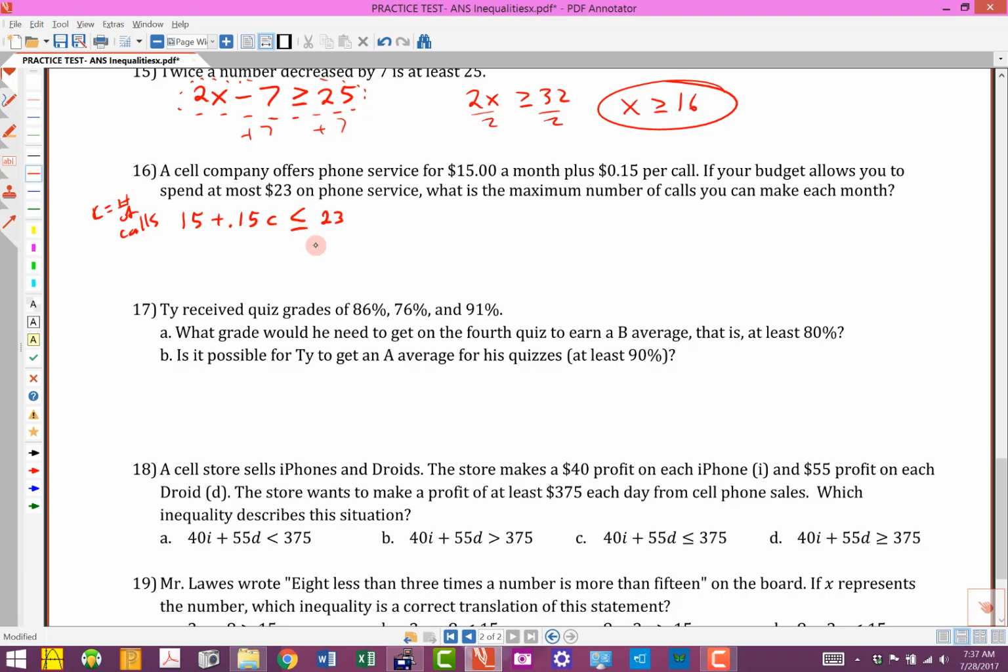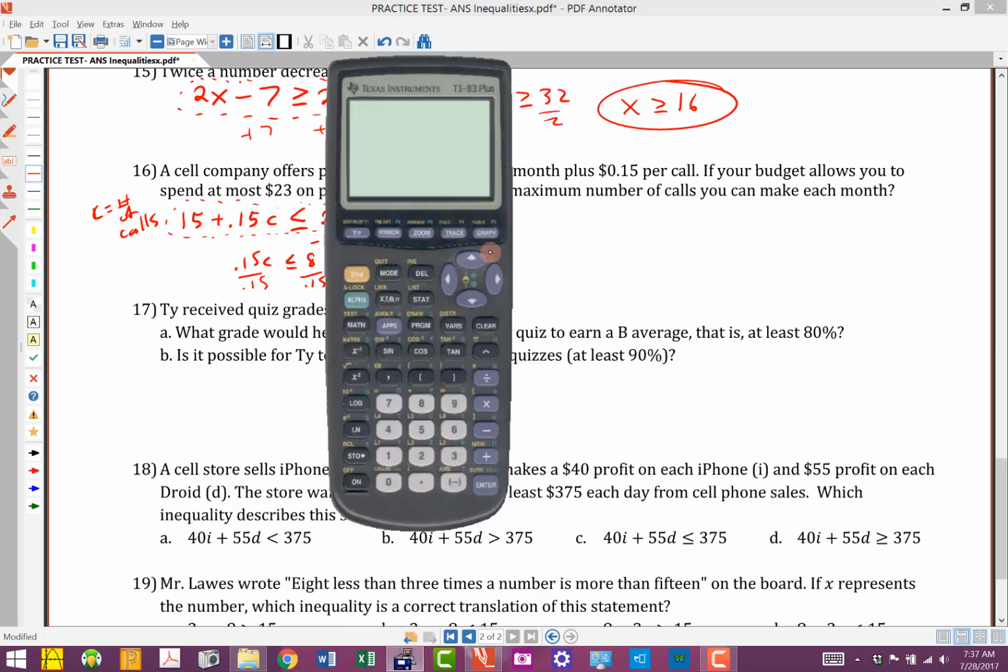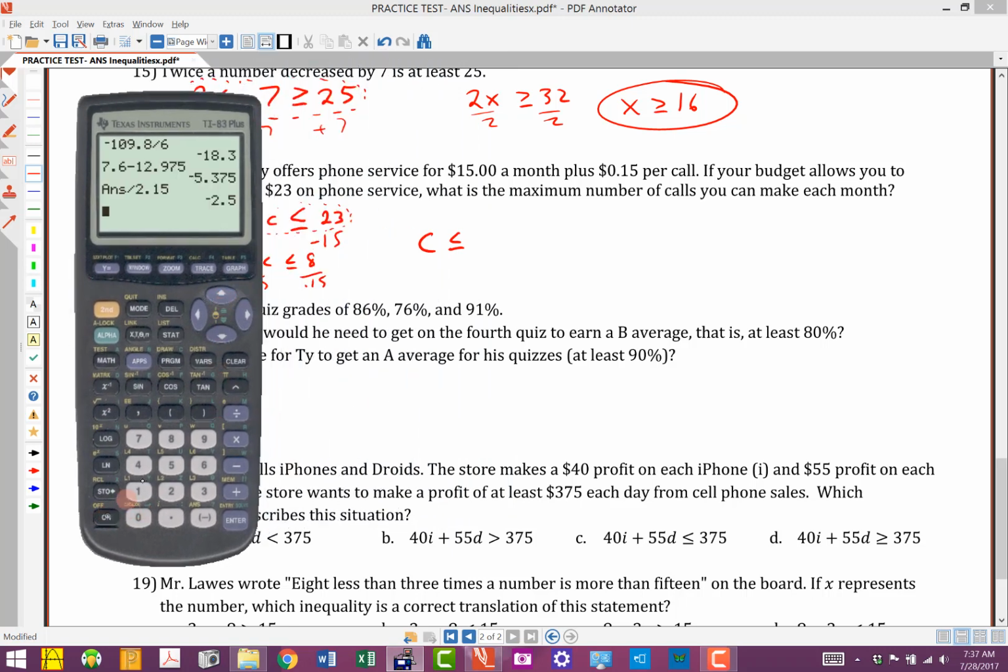So we'll finish solving this. We're going to subtract 15. Whoops, let me go ahead and circle that to make clear this is what the inequality is that we've translated. So this is going to be 0.15c less than or equal to, and let's see what we get here. 23 minus 15 is 8. So then we're going to divide by 0.15 and let's see what we get. We may get lucky and this may work out evenly, but I doubt it. So let's check and see what we've got here.